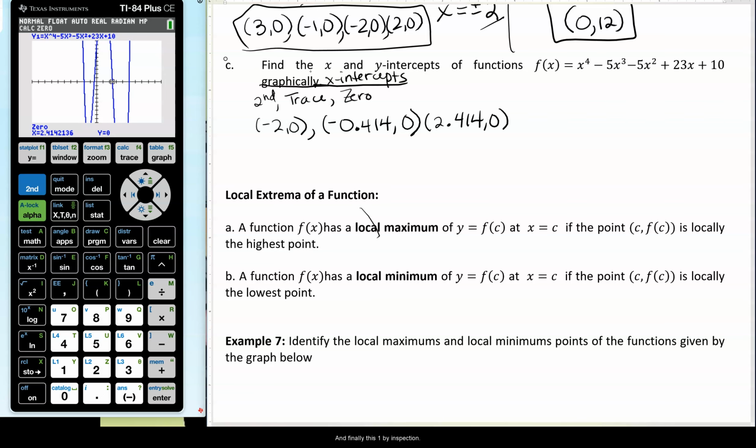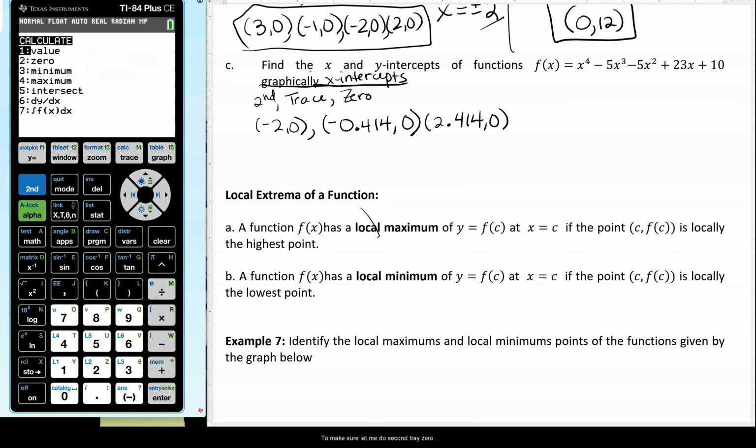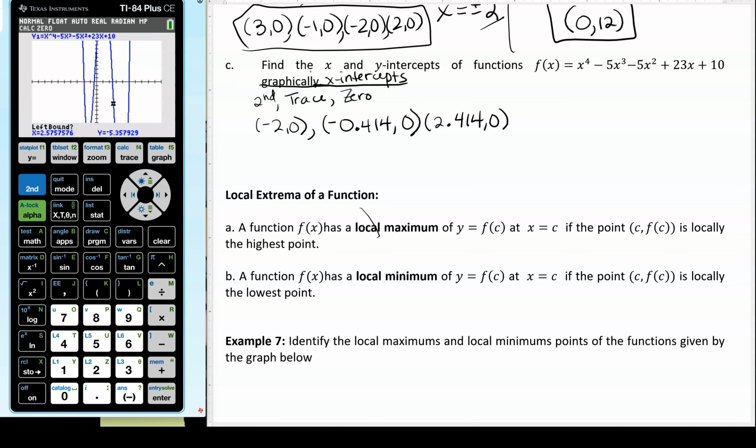And finally, this one, by inspection, I think that's a 5. But to make sure, let me do second trace zero. Move my spider to get the rightmost intercept. There we go. And it hopped right to it, 5, 0.